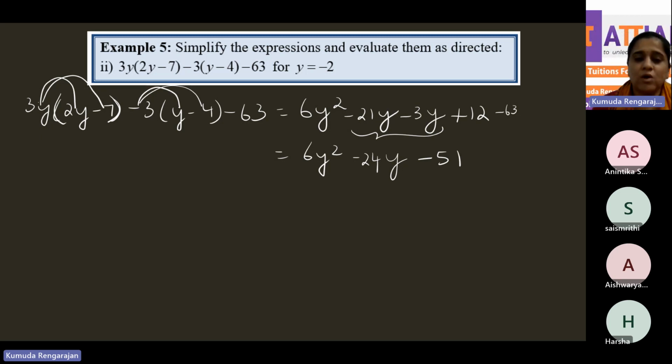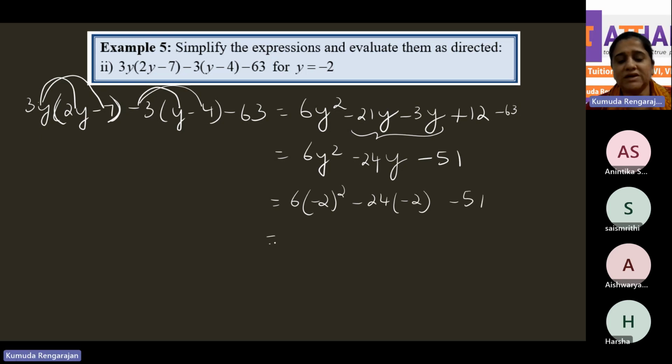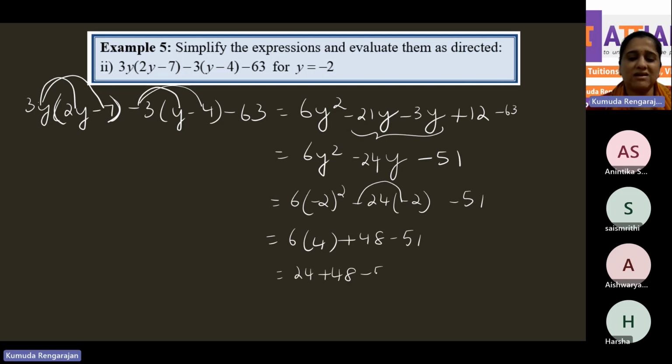Now when y is minus 2, 6 into minus 2 the whole square, minus 24 into minus 2, minus 51. So here be careful. 6 into what is minus 2 the whole square? Plus 4. Minus 2 into minus 2 is plus 4. Okay, then minus into minus plus 48, minus 51. So it's 24 plus 48 minus 51, and then you know the answer.